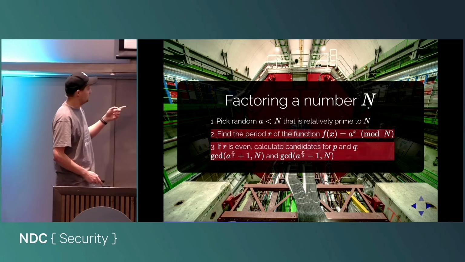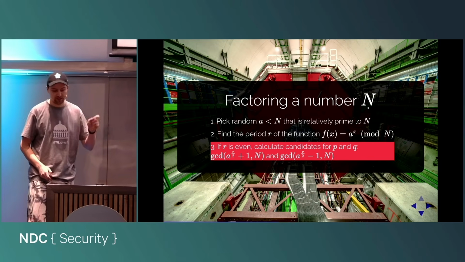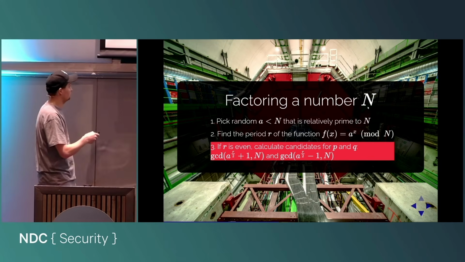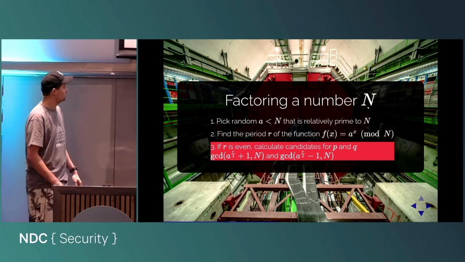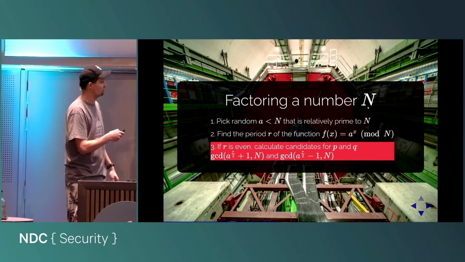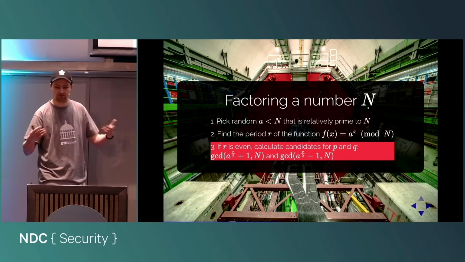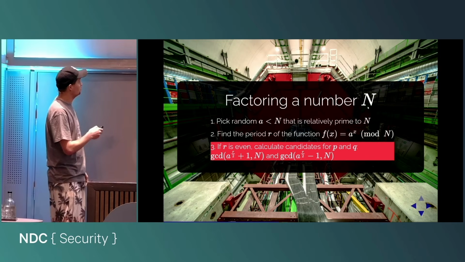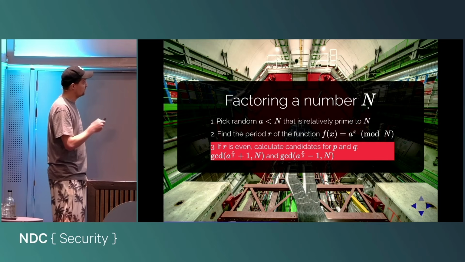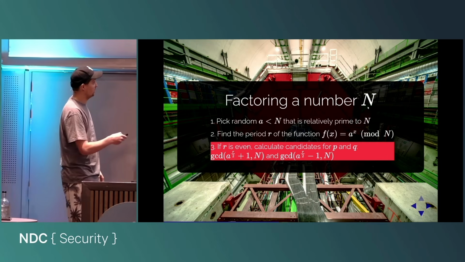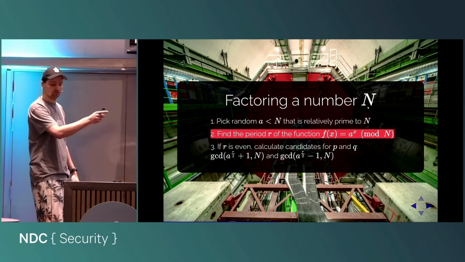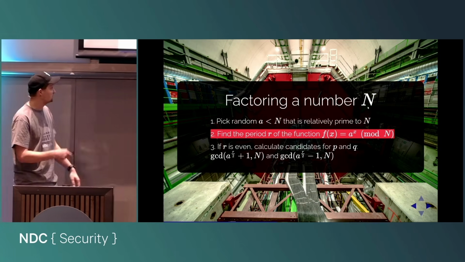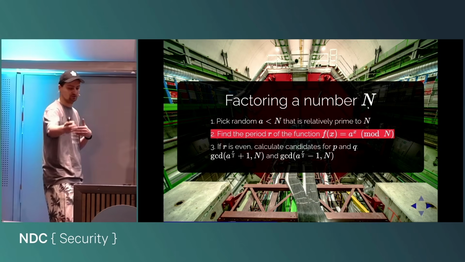And once you have that, you are almost there, because if it's even, then you can calculate the candidates for P and Q, and this is done using the greatest common divisor algorithm. This is something very simple, because we've known this since the times of ancient Greece. If it's not even, then you go back to step 1. And so in reality, you have to repeat it many, many times. And that second step is what is prohibitively expensive, because 1 and 3 you can do on a classical computer easily, but it's 2 that is actually super, super slow.